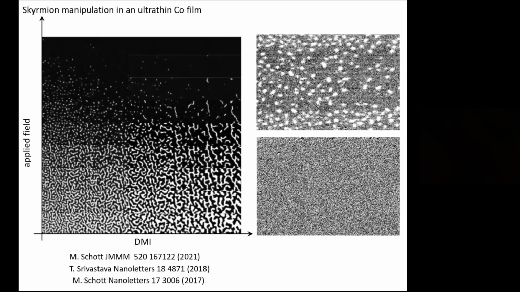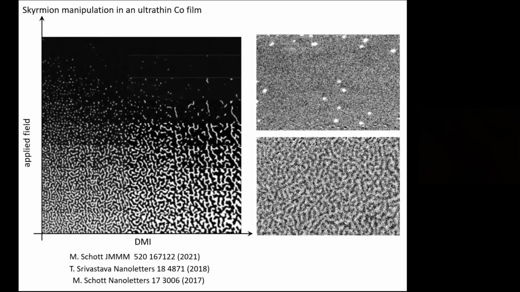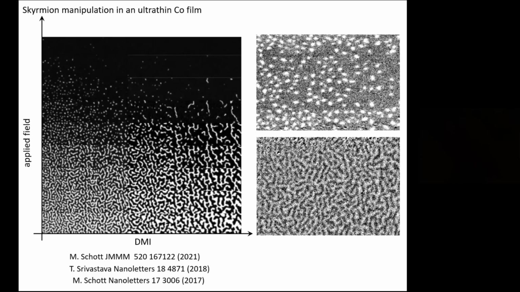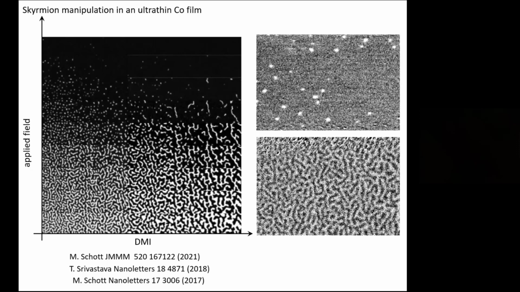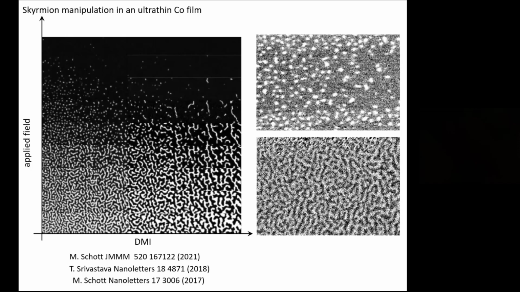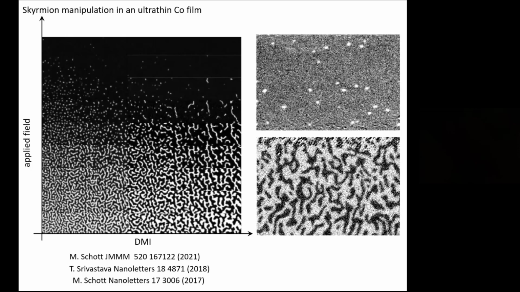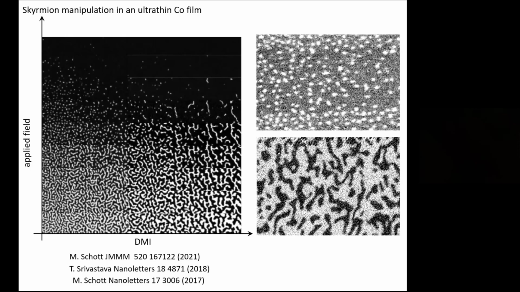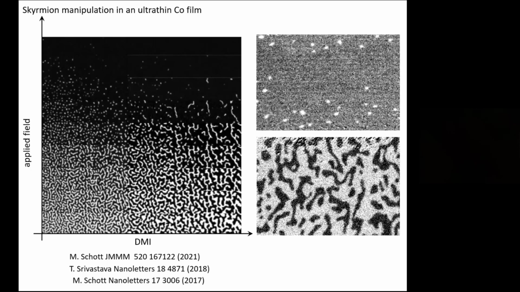So here the sample is in some kind of superparamagnetic state. And when we decrease the applied field, we obtain these stripe domains where there is a lot of thermal activation that allows the states to demagnetize. And when we further increase the electric field, we are, in fact, increasing the DMI, and the system tries to rearrange into a larger periodic state.